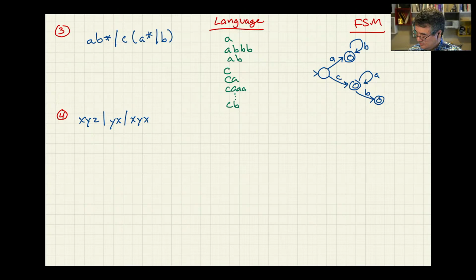Now, this finite state machine also has a problem, in that it accepts some strings that the regular expression disallows. For example, it allows CAAB, which is not allowed as one of the strings. So how do we resolve that?